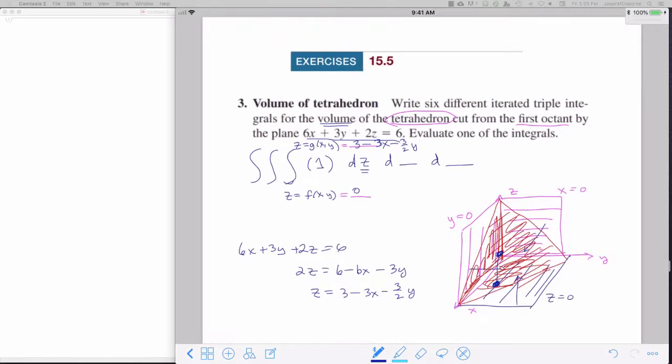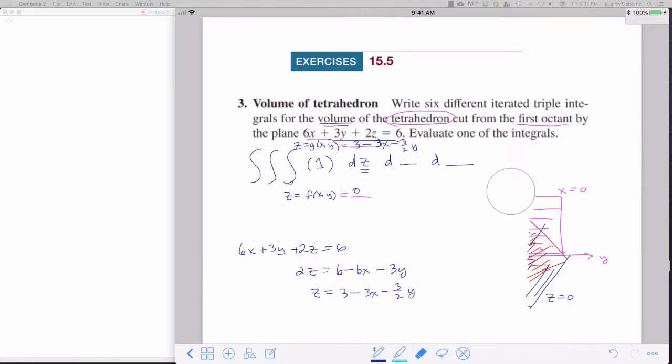Okay. And now you get to move to, okay, stop thinking about a 3D picture. You're done with that, because now you can think about what happens in the xy plane, which is what happens when z is equal to 0. This plane cuts through the first octant, and you want to see what happens when that plane crosses the xy axis.